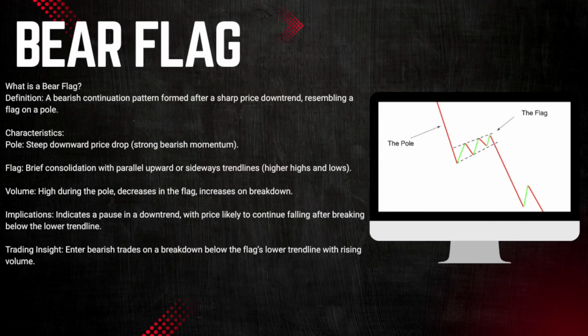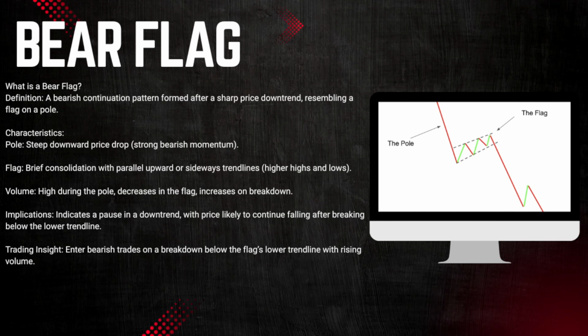First of all, the bear flag. This is a bearish continuation pattern formed after a sharp price downtrend resembling a flag on a pole. So when is it called a bear flag? Usually there has to be first a sharp decline. So you really want to be in a downtrend to be able to call it a bear flag. Otherwise, the name could be the same pattern, but then it's more an upward channel. So important to keep an eye on this.